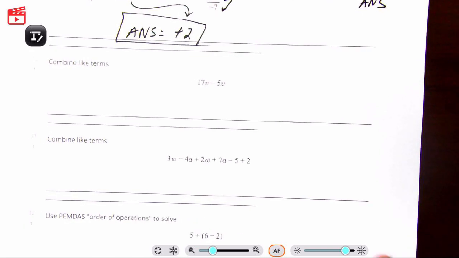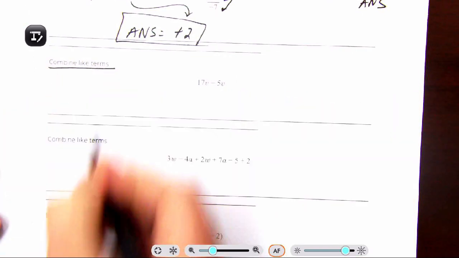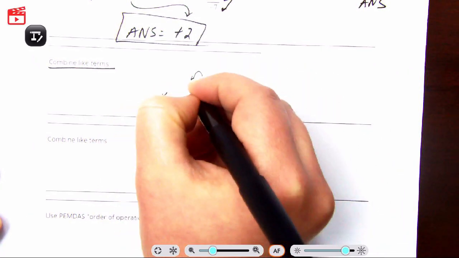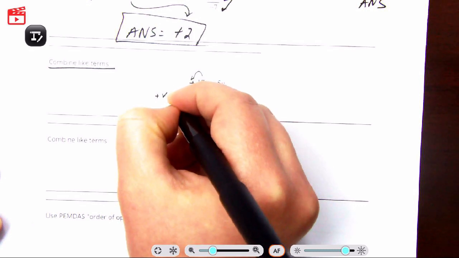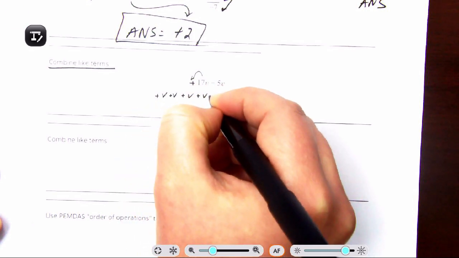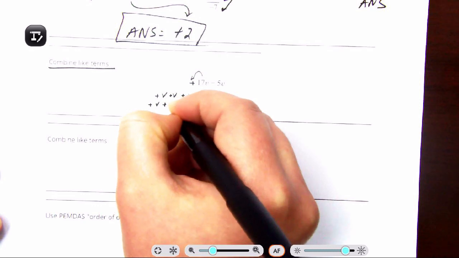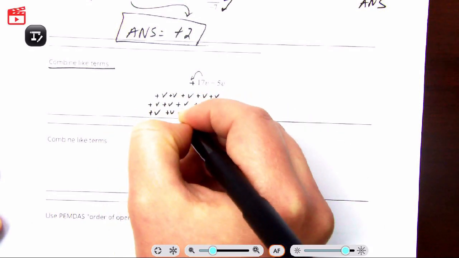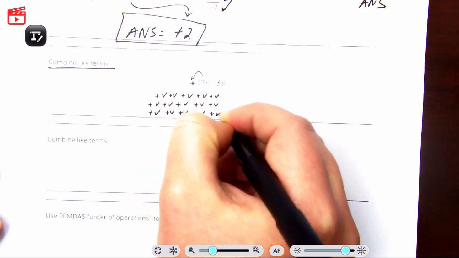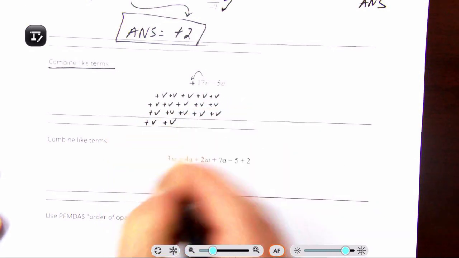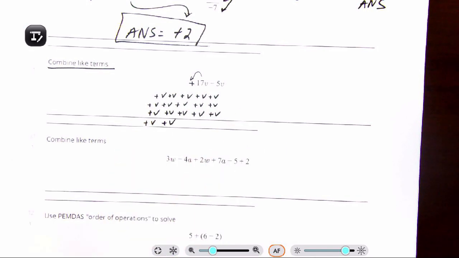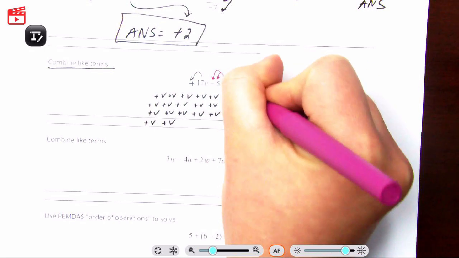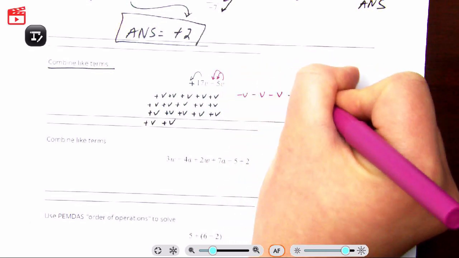We have 17v minus 5v. This is combining like terms. So that means I have 17 v's, and they're positive. 1, 2, 3, 4, 5, 6, 7, 8, 9, 10, 11, 12, 13, 14, 15, 16, 17. Now, if you don't need to write the things out, that's fine. You don't have to. I have 5 v's. They are negative. 1, 2, 3, 4, 5.